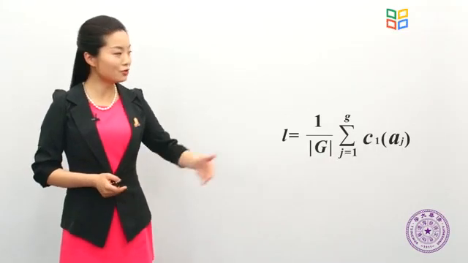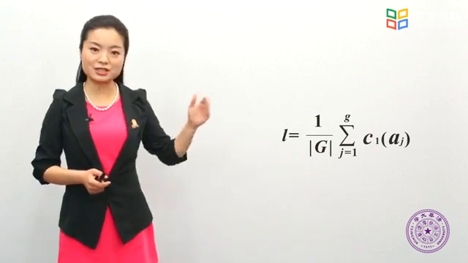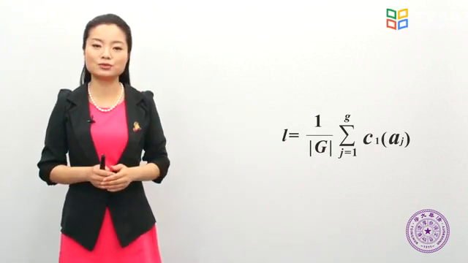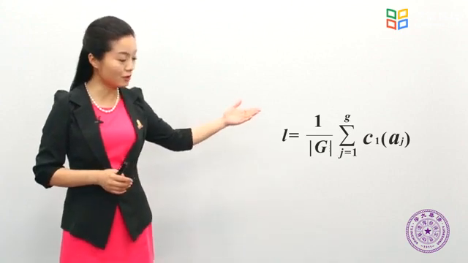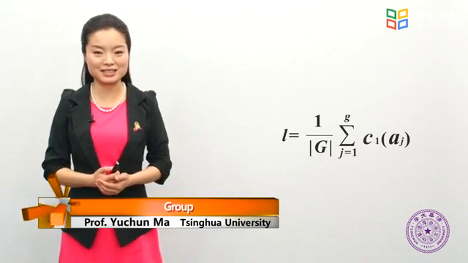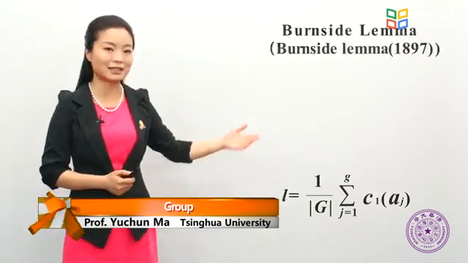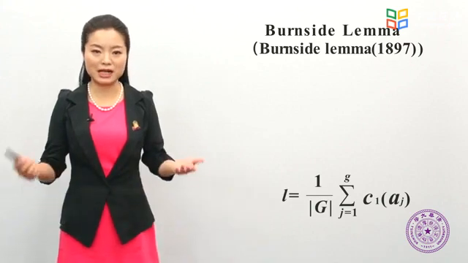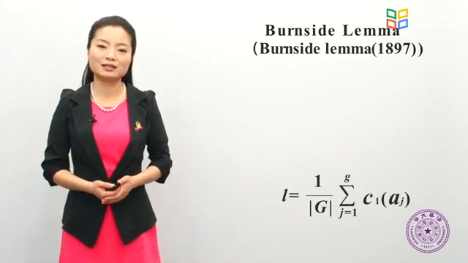Through the previous proof, we obtain an equation which corresponds to the number of equivalence classes. It can be solved by taking the number of all one-order cycles, then dividing by the number of permutations. Actually, this equation is Burnside's Lemma. What does Burnside's Lemma do?